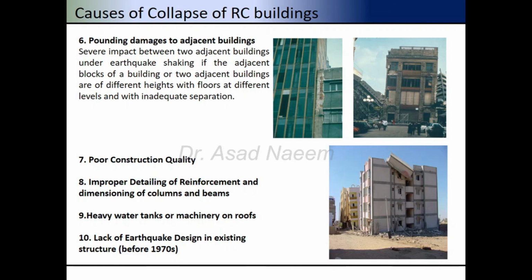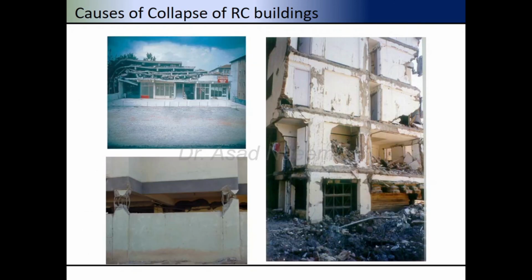Reasons of collapse of building structures may be poor construction quality, improper detailing of reinforcement, improper dimensions of columns and beams, heavy water tanks or machinery on roofs, and lack of earthquake design in existing structures. These are the building structures that have collapsed due to an earthquake. As we can see the soft story effect, and we can also see that improper detailing of the columns can cause the collapse of columns.